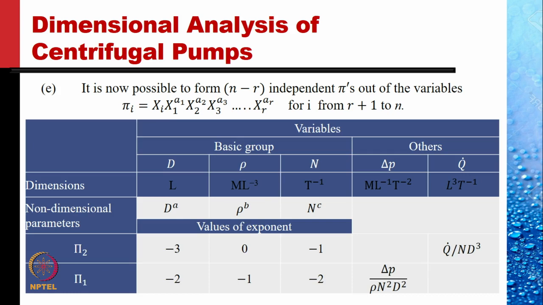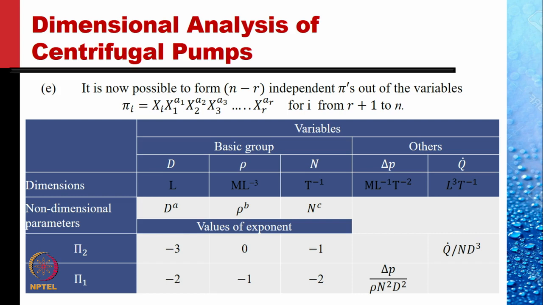The basic group D, rho and N has a dimension of L, ML minus 3 and T minus 1 respectively. The other groups are delta P, the dependent parameter, which has the dimension of pressure, ML minus 1 T minus 2, force divided by area. Force is ML T minus 2 divided by area L squared, so force divided by area would be ML minus 1 T minus 2. And Q dot, the volume flow rate, would be volume divided by time, L cubed T raised to minus 1.